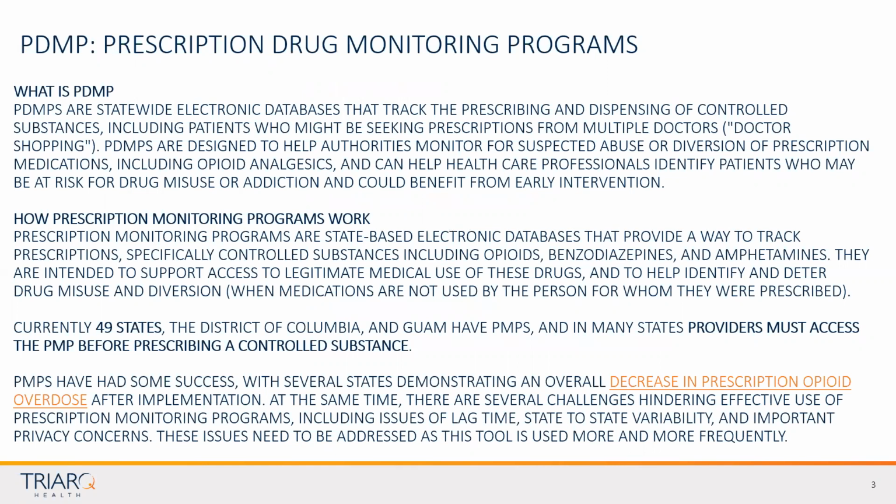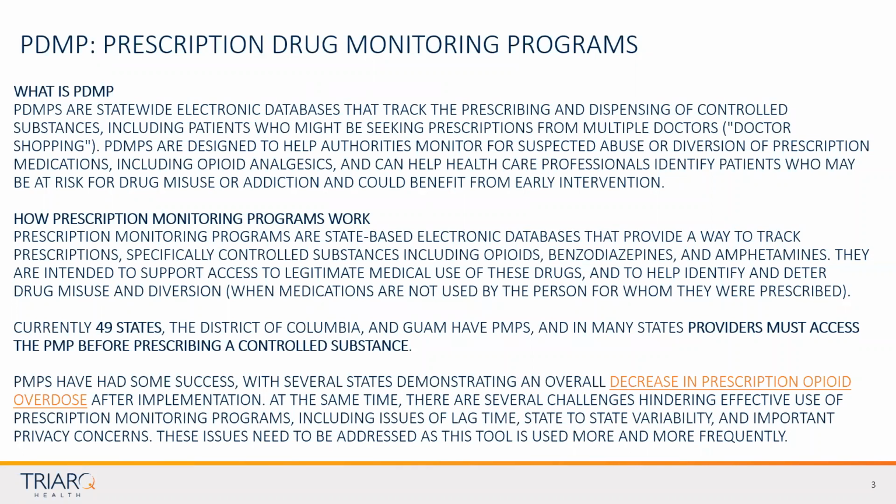And what are these? They're statewide electronic databases that track the prescribing and dispensing of controlled substances, including patients who might be seeking prescriptions from multiple doctors, those guys that are considered to be doctor shopping. PDMPs are designed to help authorities monitor for suspected abuse or diversion, right? So I go get it filled, but I don't take it, I sell it to somebody else. So diversion of prescription medications, including opioid analgesics, and can help healthcare professionals identify patients who may be at risk for drug misuse or addiction and could benefit from early intervention.